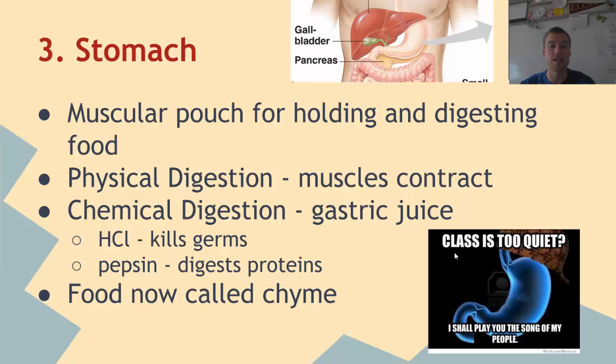muscles inside the stomach. And then you've got chemical digestion, which is done by gastric juice. Gastric juice is made up of two things: HCl, which is hydrochloric acid, that helps to kill germs, and it also helps to activate pepsin, which digests proteins. At this point, the food becomes known as chyme before it then moves on into the next step.